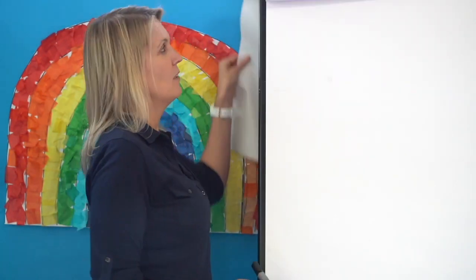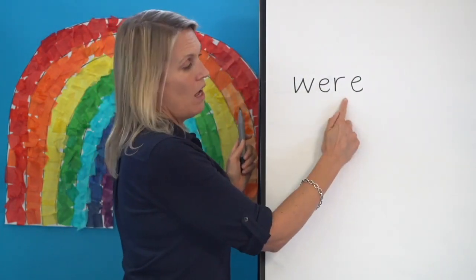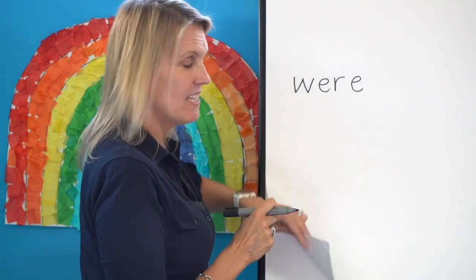Are you ready? Did you remember the tricky bit? Shall we check? Were. Did you get it right? Excellent. Okay, let's write one more word. Let's write the word there. We've spelt it before, but let's practice it again. Segment the sounds with me. There.